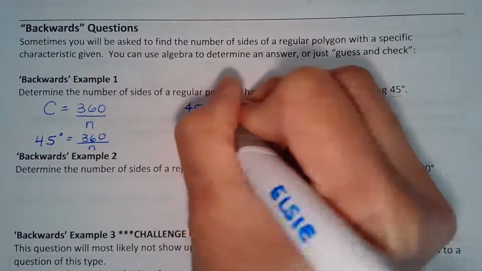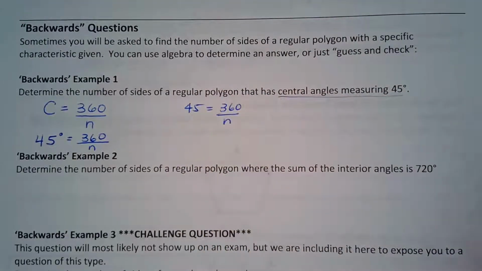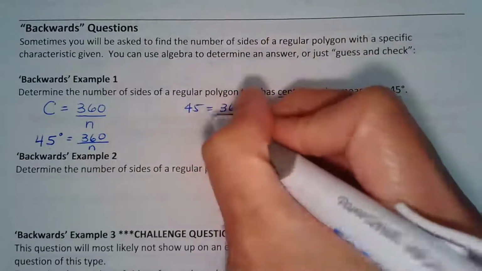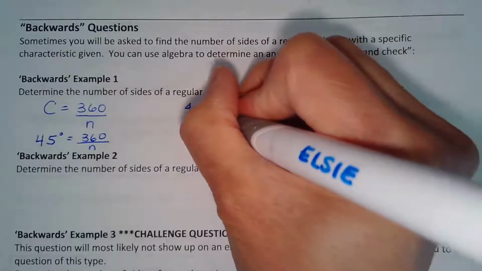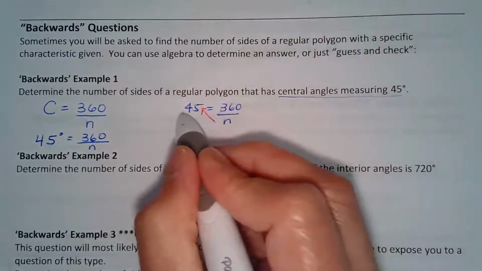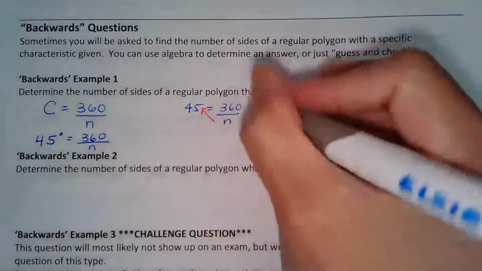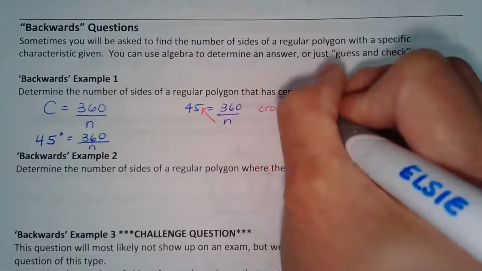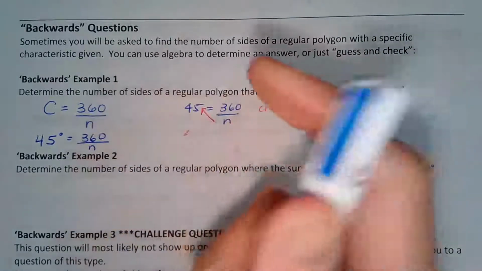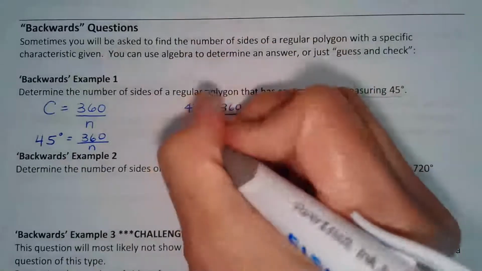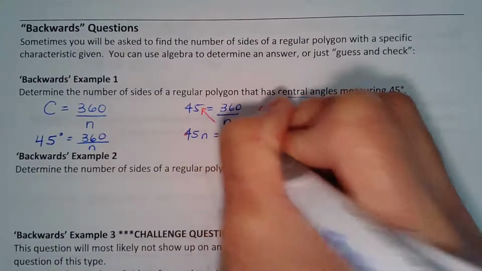So 45 equals 360 over n. So what are we going to do? We know how to do this. We're going to cross multiply. If there's nothing in the denominator, it's understood it's 1. So if we cross multiply, it would become 45 times n equals 360.